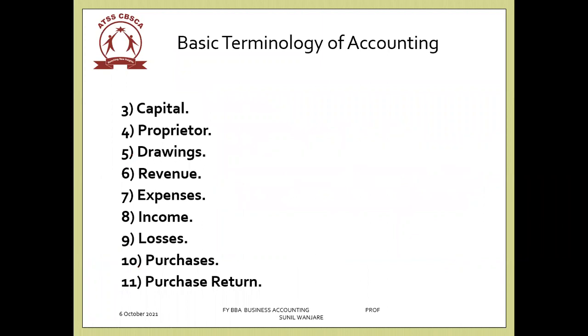Now that we have understood what is liability and what are assets, the third point is what is capital. So capital is all that money with which one starts a business. If you want to start a business, you require money, and that is nothing but capital. Capital could be in the form of cash, or in the form of plant and machinery also.